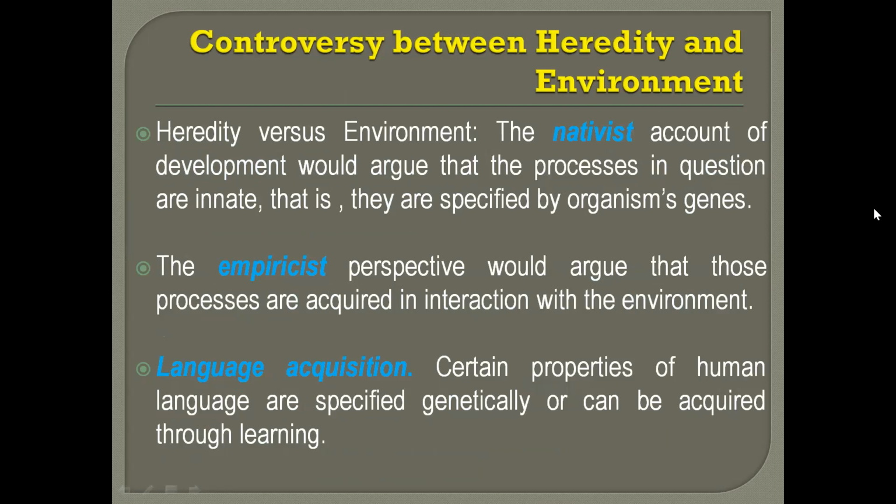Second point, controversy between heredity and environment. Heredity versus environment. The nativist account of development would argue that the processes in question are innate. That is, they are specified by organisms' genes. Whereas the empiricist or the environmentalist perspective would argue that those processes are acquired in interactions with the environment.